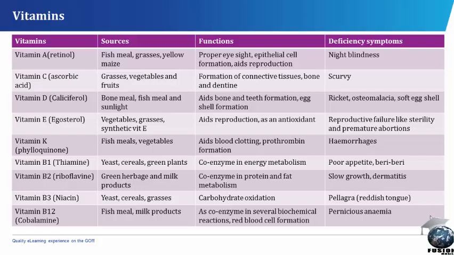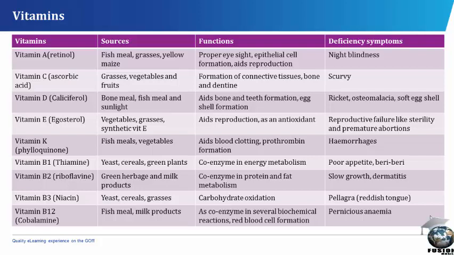Vitamin B2, riboflavin. Sources: green herbage and milk products. Functions: coenzyme in protein and fat metabolism. Deficiency symptoms: slow growth and dermatitis.